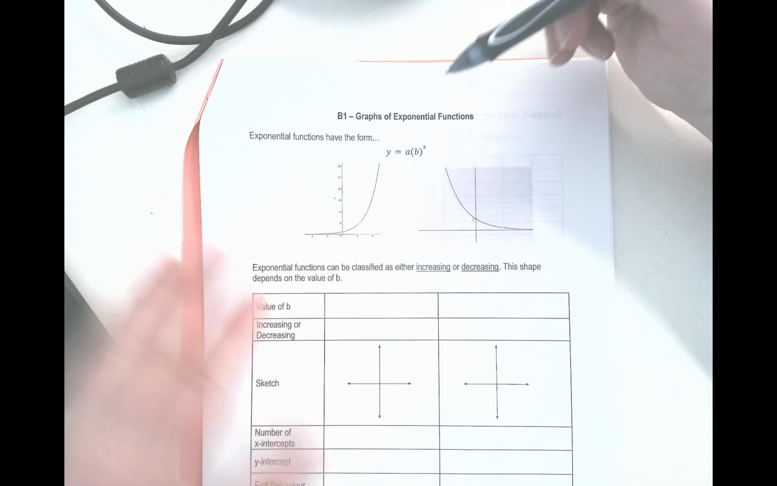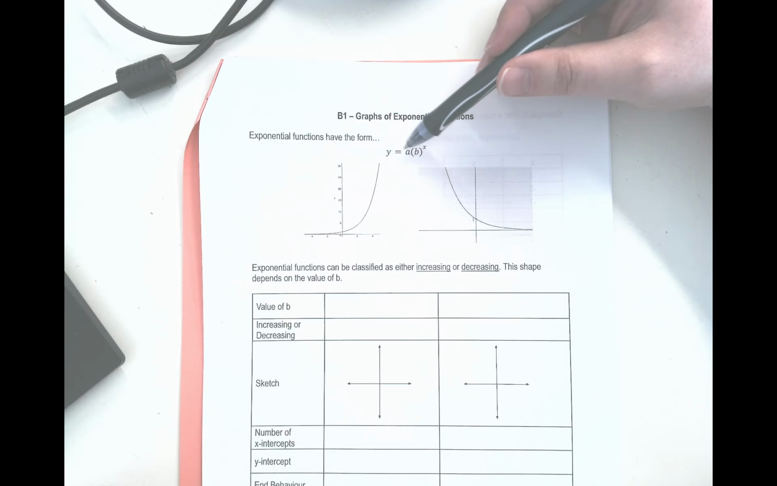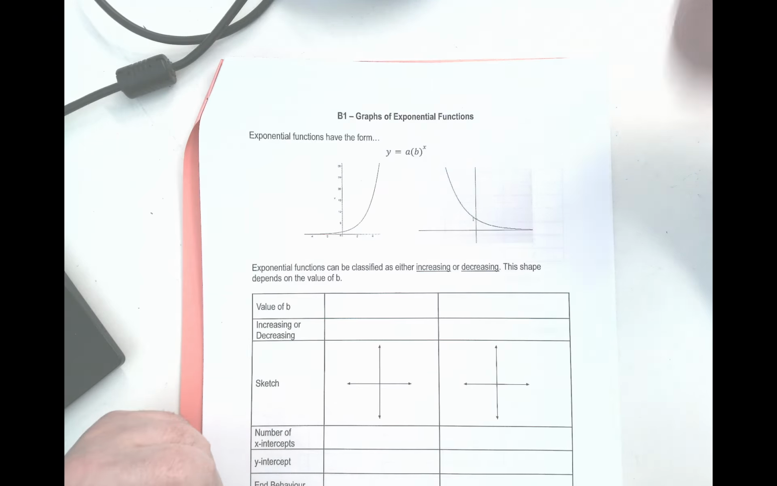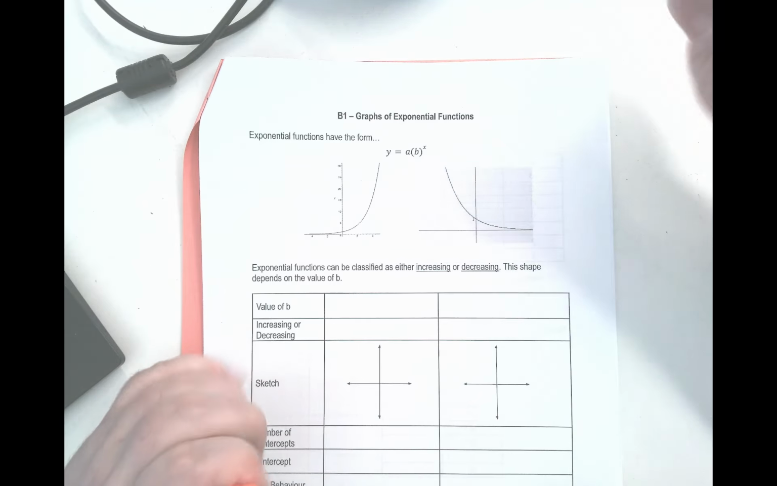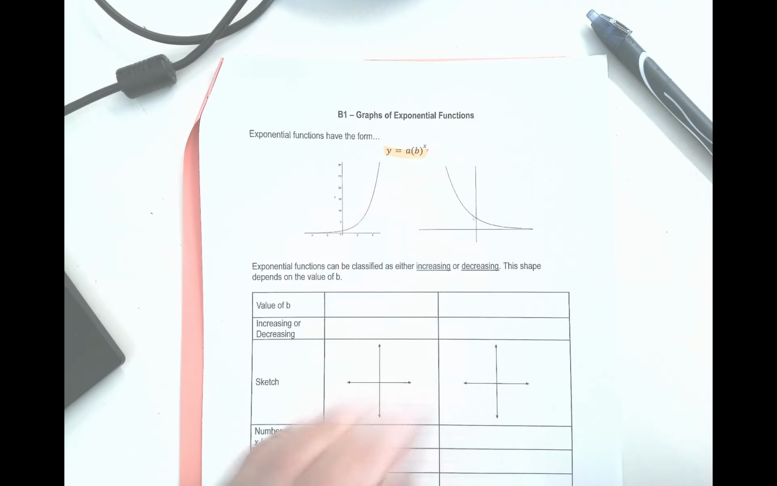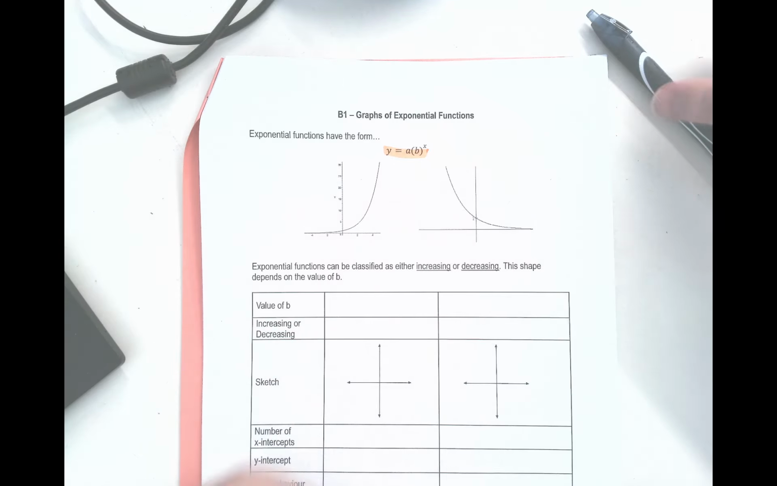So in this case, my exponential function has the form a times b to the power of x. So again, x is no longer my main variable. Now x is my exponent. And exponential functions have either one of two shapes.